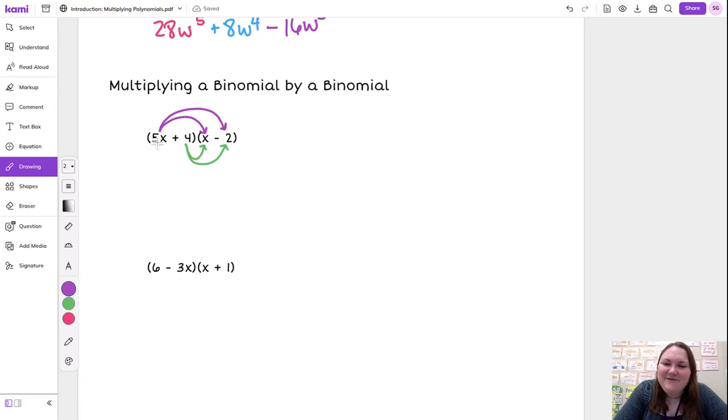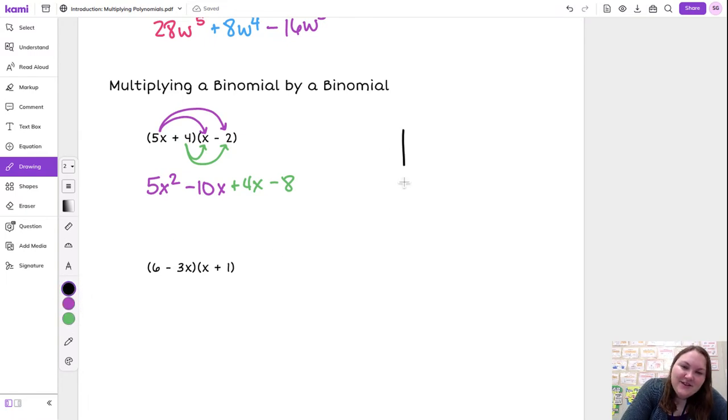So this time we have 5x times x. That is going to be 5x squared. X times x is x squared. 5x times that minus 2 is negative 10, 5 times negative 2. And then we copy our x. And then when we distribute the 4, 4 times x is just 4x. And 4 times negative 2 is negative 8. So that's one way you can do this multiplication.